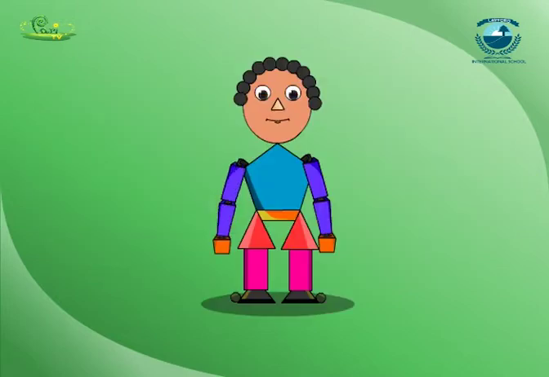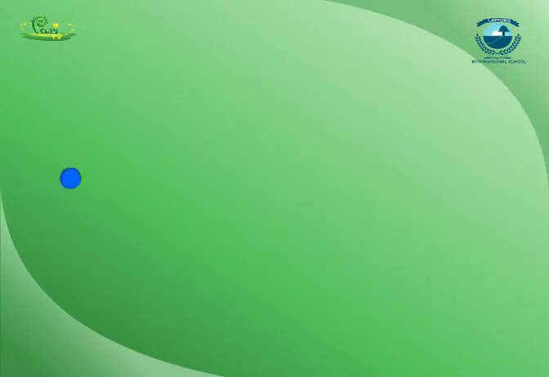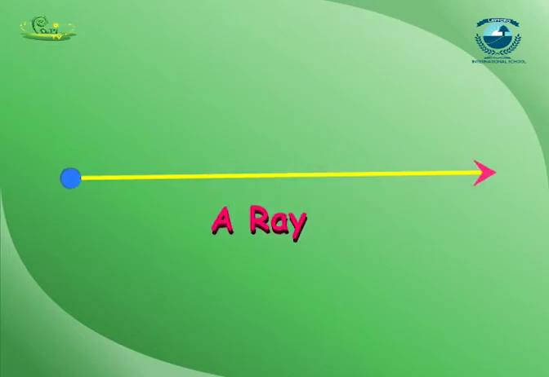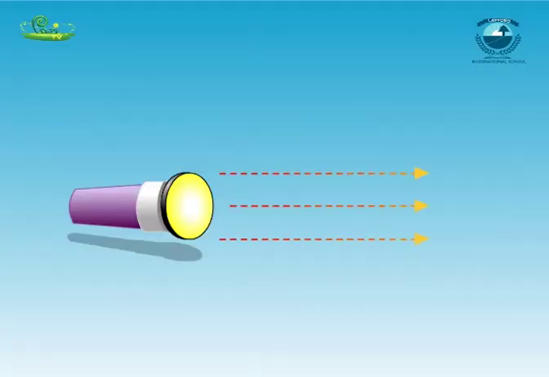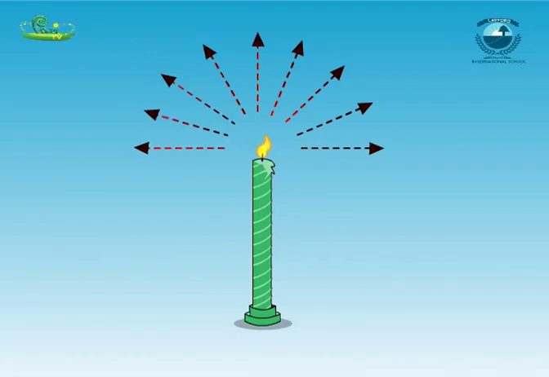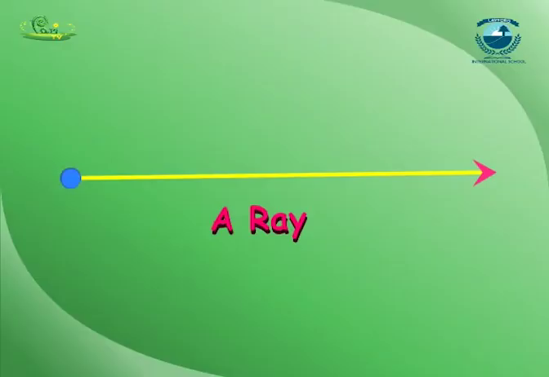Okay, now let's get back to the points again. Just see what will happen if we start stretching the point in a single direction endlessly, with one end fixed at a point. What we get is called a ray. Sun rays, light from the torch, and light from the candlelight are good examples of the ray. Just to revise, a ray is a portion of a line which starts at a point and goes endlessly in a direction.